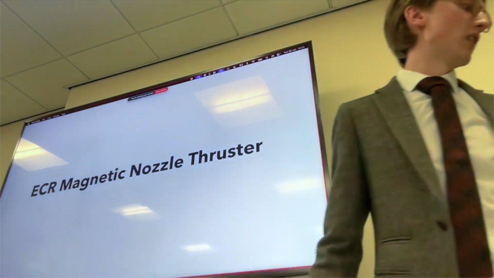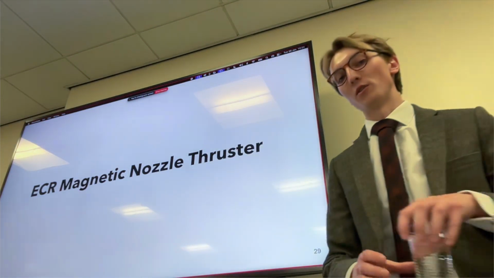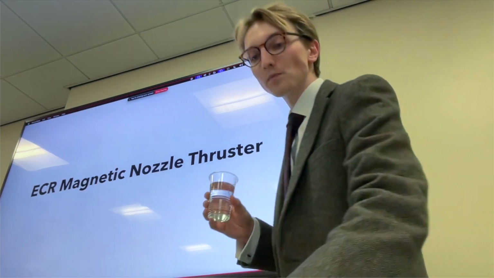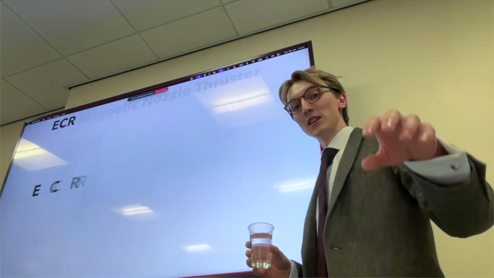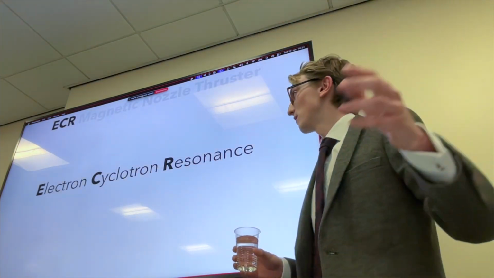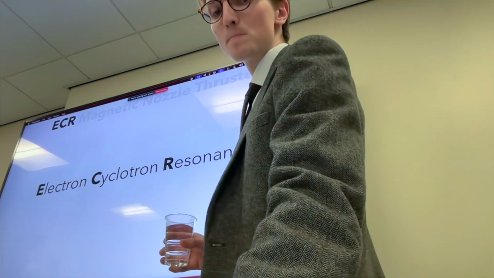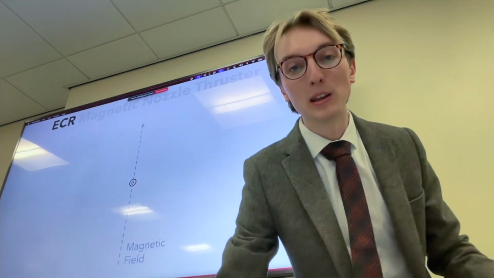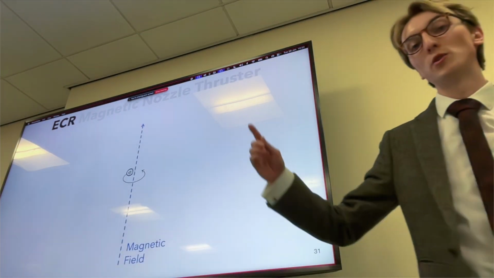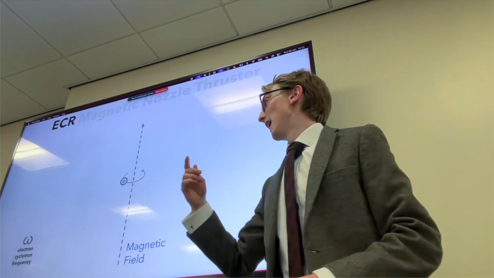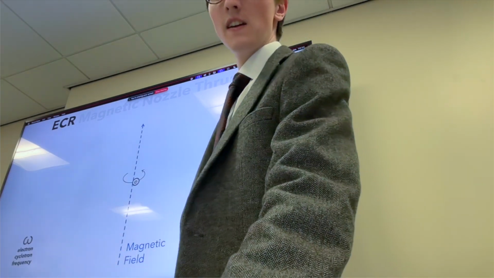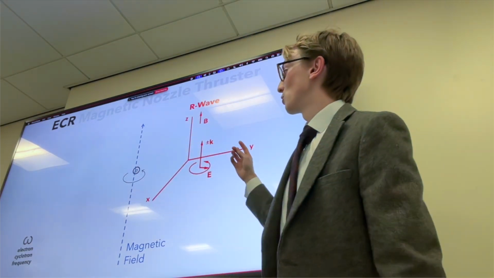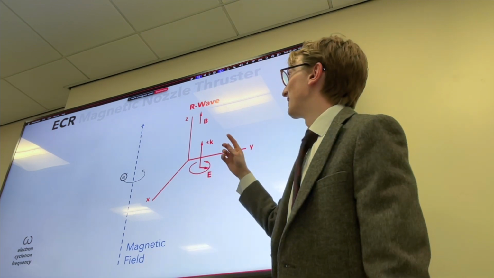So now if we look a bit closer at ECR magnetic nozzle thrusters, we can break this down into its 3 parts. So the first part, ECR, which is the resonance condition for the R wave, is electron cyclotron resonance. And if we have an electron in a magnetic field, the electron rotates around the magnetic field at its electron cyclotron frequency. Now, if you remember, the R wave is right-hand polarized, and its electric field also rotates around the magnetic field.